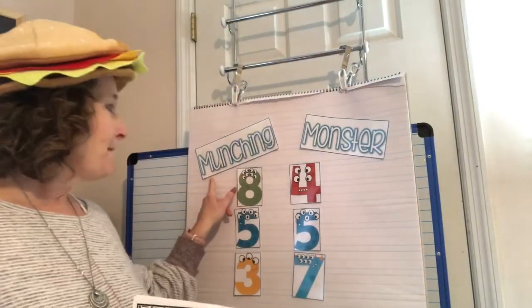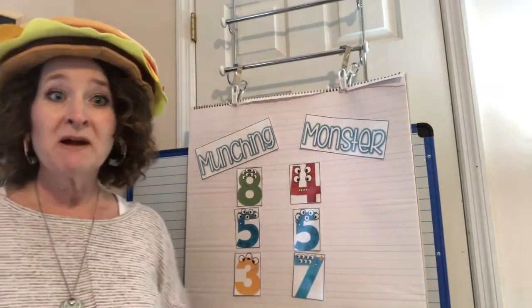And so today we're going to think about somebody who likes to eat a lot. He's called Munching Monster. Munching Monster likes to munch. He always eats the greater number for his lunch. He wants to eat as much as he can. I mean, think about it.